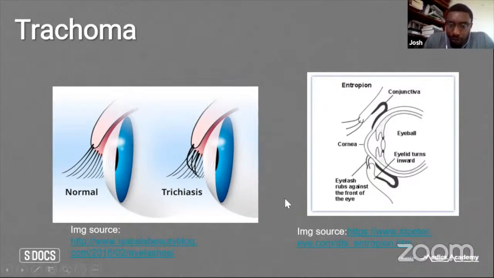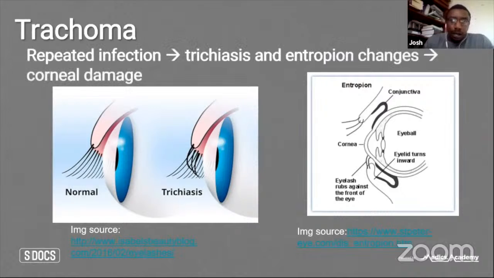What this image shows as well, if you look carefully, is that the trichiasis combined with the entropion is causing the eyelash to scratch against the cornea. Once you've got those changes, the eyelash is going to continually scratch against the cornea, and that's going to be affecting and damaging the cornea. And once you start to damage the cornea, it's going to affect transparency of the cornea. Once it starts to scar up, that's going to really affect sight. So as I mentioned, repeated infection leads to trichiasis and entropion, which leads to corneal damage.